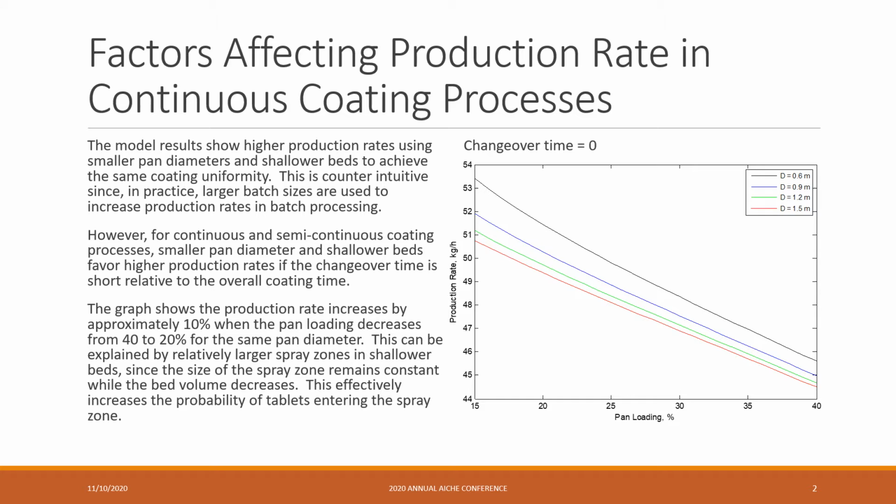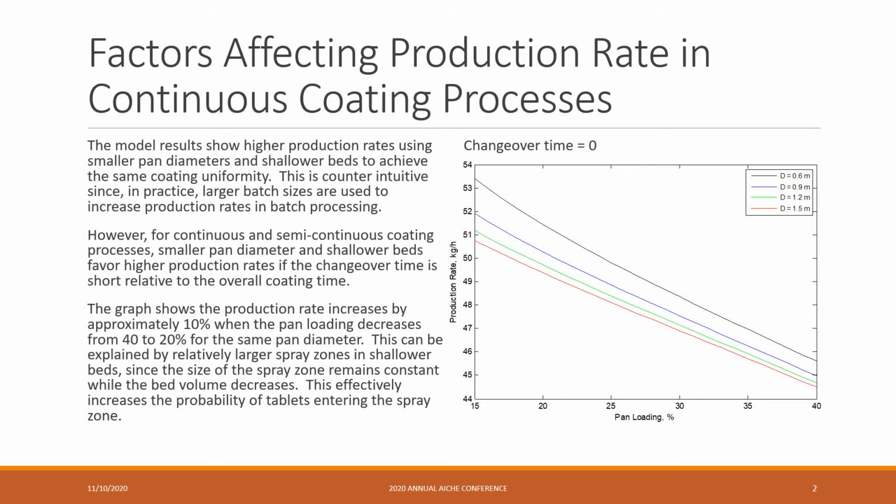Well, we can start by creating a graph like this one, which is generated by keeping the coefficient of variation constant while increasing the pan diameter and pan loading. If we want to get to higher production rate, this model says that we have to decrease the pan diameter and decrease the pan loading.